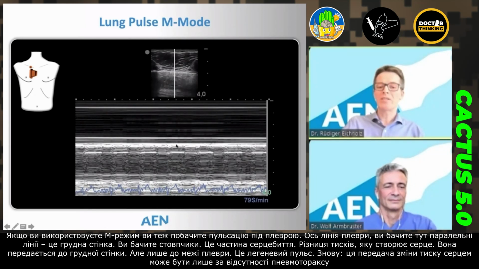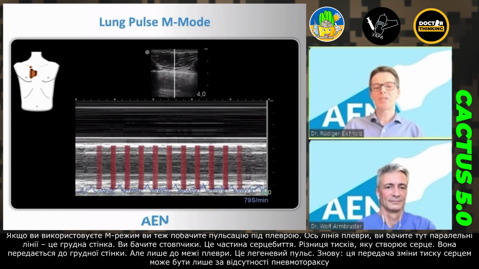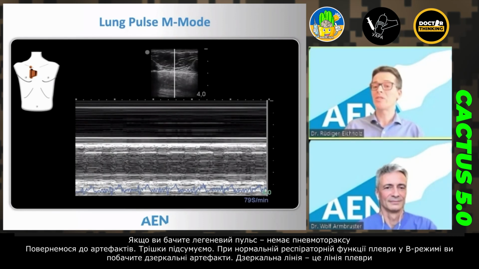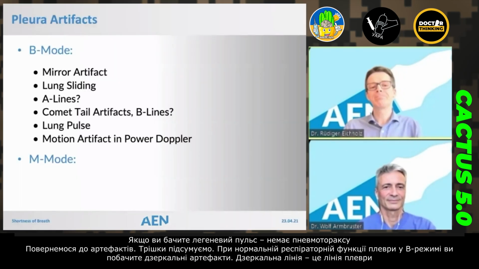underneath the pleura. The pleural line is the brightest line here, and you see parallel lines here as being the chest wall. And you see the sandy image here, but you see some columns here. Do you see this? This is part of the heartbeat, the differences in the pressure generated by the heart being transmitted to the chest wall, but only to the border of the pleura, right? So this is the lung pulse. And again, this transmission of the pressure changes of the heart can only happen when there's no pneumothorax. So whenever you see lung pulse, there can't be a pneumothorax. Pneumothorax is ruled out then.